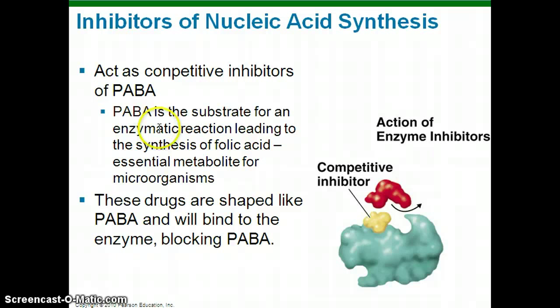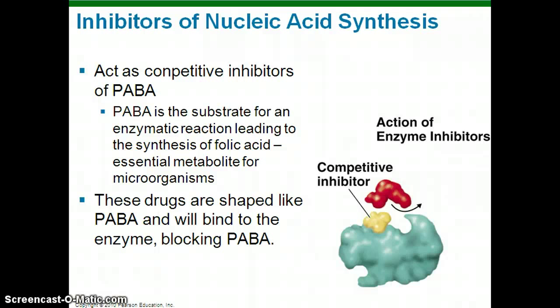Inhibitors of nucleic acid synthesis typically act as competitive inhibitors. They're shaped like the substrate that is usually involved in nucleic acid synthesis. Because they're shaped like that particular substrate, they block the real substrate from binding to the enzyme and allowing the reaction to occur. An example of this is PABA. PABA is a substrate for an enzymatic reaction that is necessary for folic acid, which eventually plays into nucleic acid synthesis in microorganisms. However, a drug that is shaped like the PABA molecule will bind to the enzyme and won't let the actual PABA bind to it, therefore the nucleic acid synthesis can't occur.